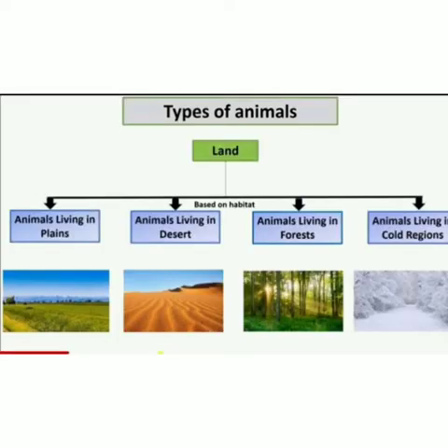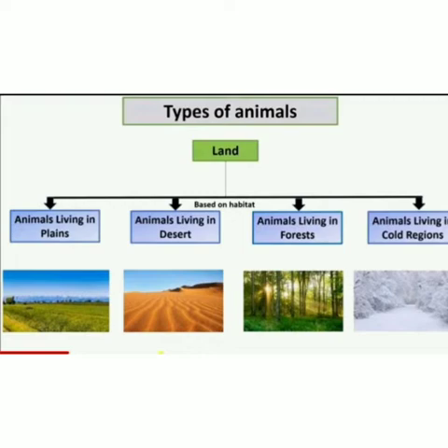Now, based on the habitat where they live on the land, they are divided into 4 groups. That is, animals living in plains. In the plains, you can see cow, goat, buffalo. They all live in the plains. Animals living in desert. Ship of the desert. Who is that? Camel. Very good.